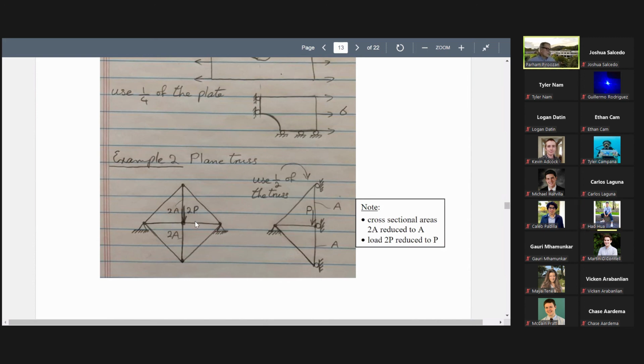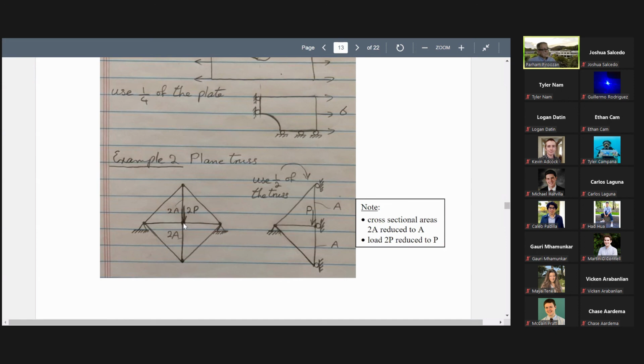Right. Yeah, you see here what happens: although the geometry is symmetric, if you apply a load 2P here, you are applying a force downward, so this node will come down. If this node comes down, this member and this member will be in compression.